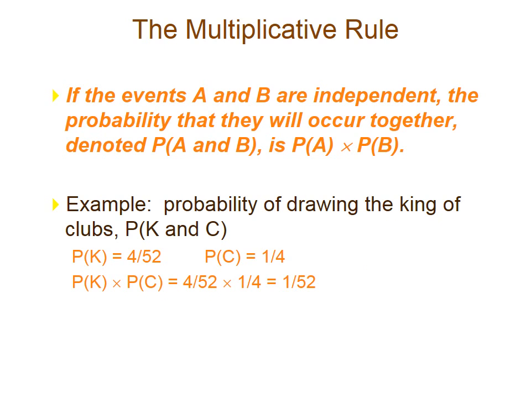Oh well. So this is called the multiplicative rule. Probability of getting the king is 4 in 52. Probability of getting the club is 1 in 4. Probability of getting a king and a club, we multiply 4 over 52 times 1 over 4, that equals 1 over 52. This is the multiplicative rule.